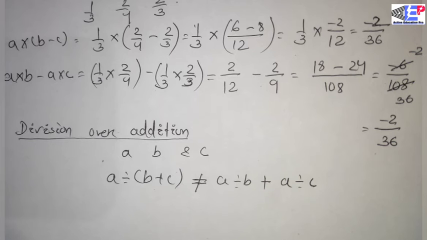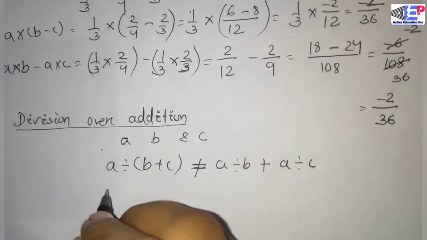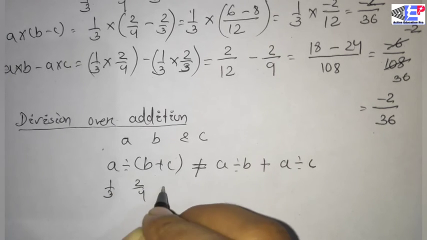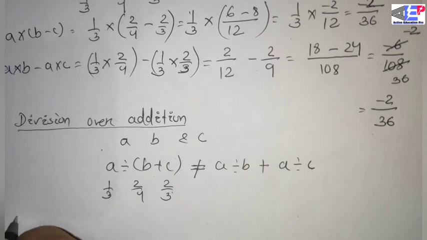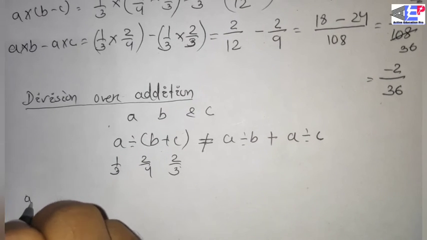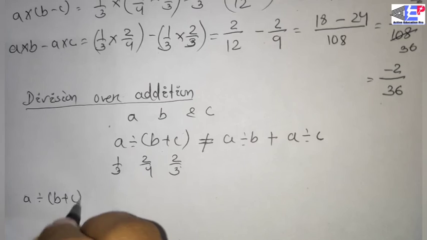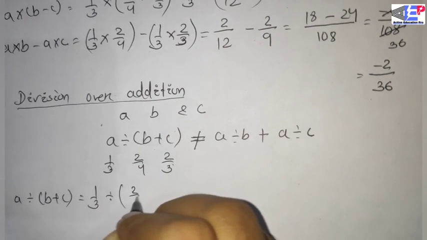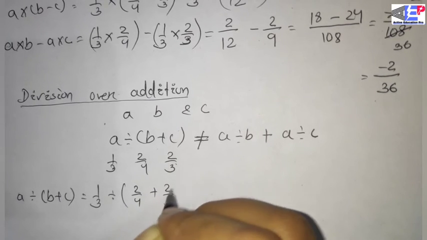So division over addition for rational numbers is not distributive, but in our last case, when we multiplied over addition and multiplied over subtraction, both are distributive for rational numbers. Check by this number: a is 1 by 3, b is 2 by 4, c is 2 by 3. First check left side: a divide b plus c. 1 by 3 divide 2 by 4 plus 2 by 3.